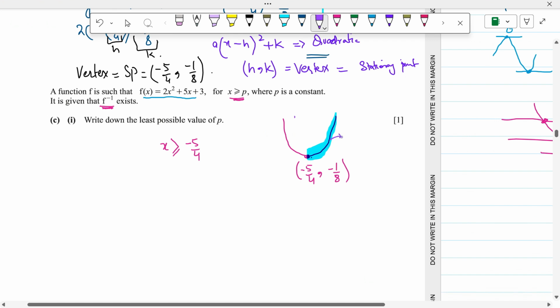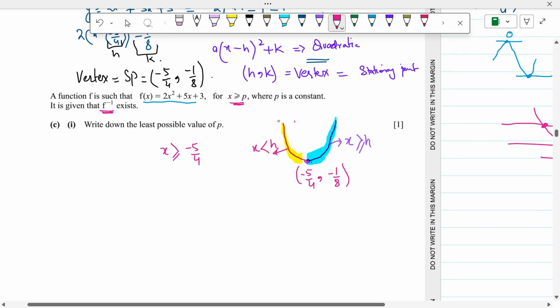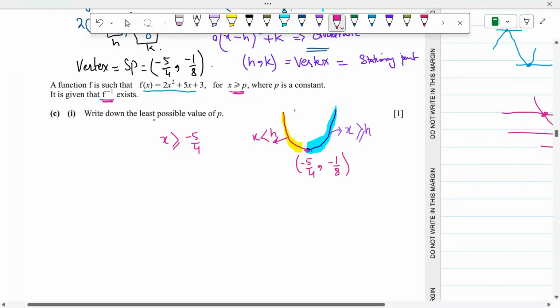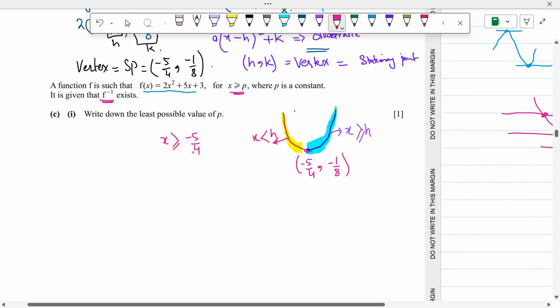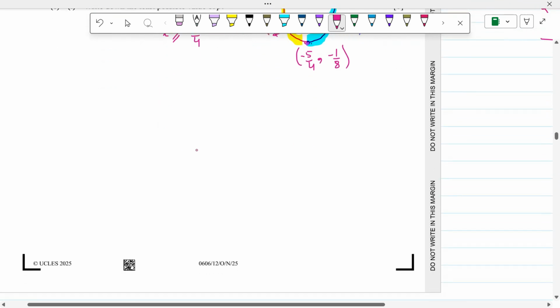So you can say that x is greater than h. If we include this point, it is greater than or equal to h. And if you want to take this other graph, it means x is less than h. For the existence of the inverse function, you take either this function or this function. It is said that x should be greater than or equal to p, so we will take this value. We have calculated the least possible value, which is negative 5 over 4. So x should be greater than or equal to negative 5 over 4.